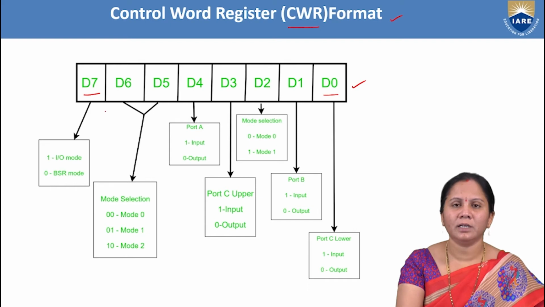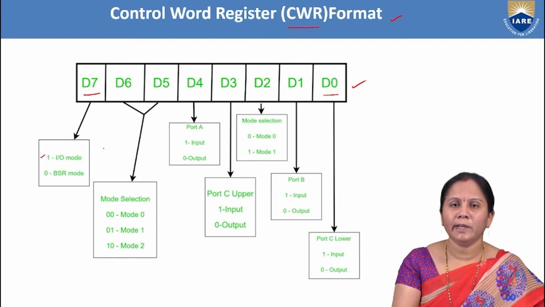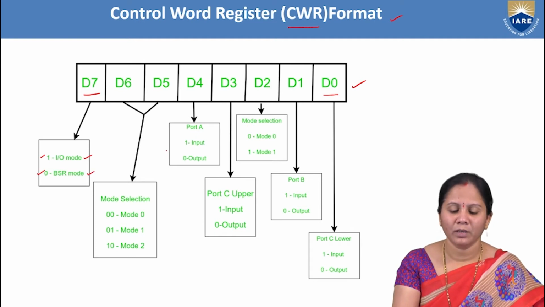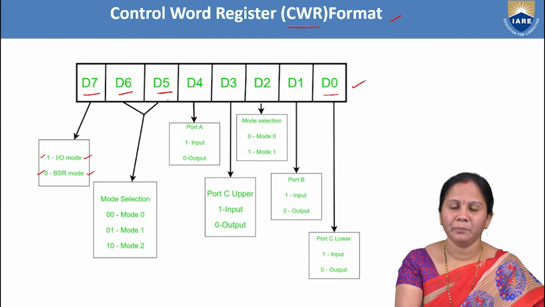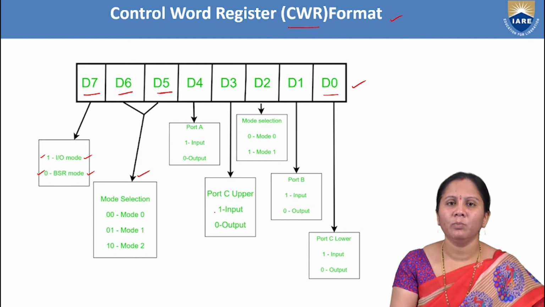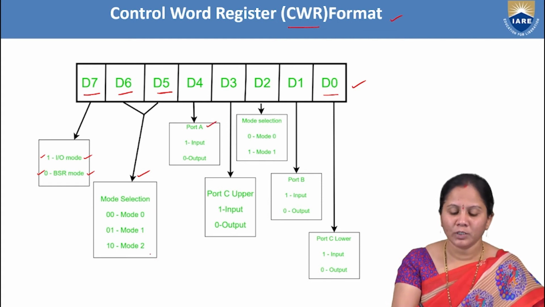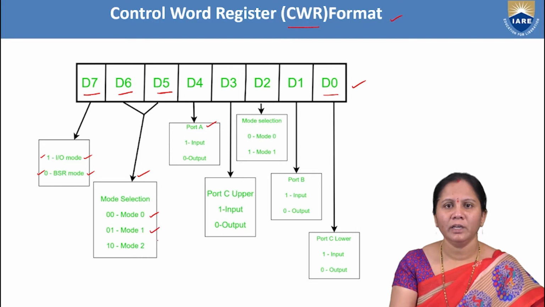If you consider the D7 bit, if you keep it 1, this 8255 will be operating in the IO mode. If you keep D7 as 0, it will be operating in the BSR mode. Next bits are D6 and D5. These two bits together say the mode selection, which is port A mode selection. If these two bits are 00, port A mode 0 is selected. If these two bits are 01, port A mode 1 is selected. If it is 10, port A mode 2 will be selected.